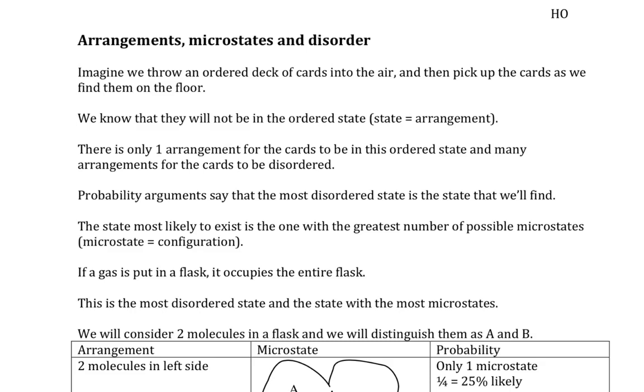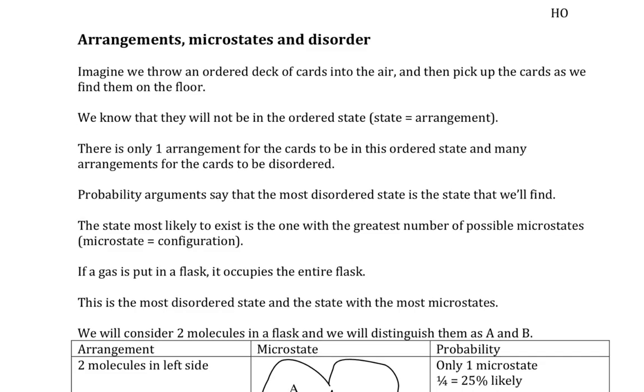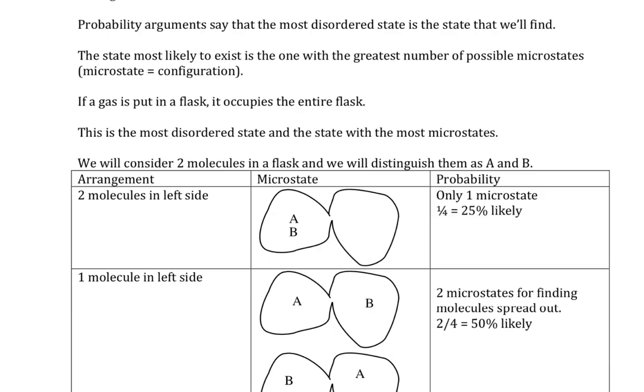There is only one arrangement for the cards to be in this ordered state, and many arrangements for the cards to be disordered. Probability arguments say that the most disordered state is the state that we will find, or we could say the arrangement that we will find. The state most likely to exist is the one with the greatest number of possible microstates. So that's a new term, microstates, where a microstate we could say is a configuration.